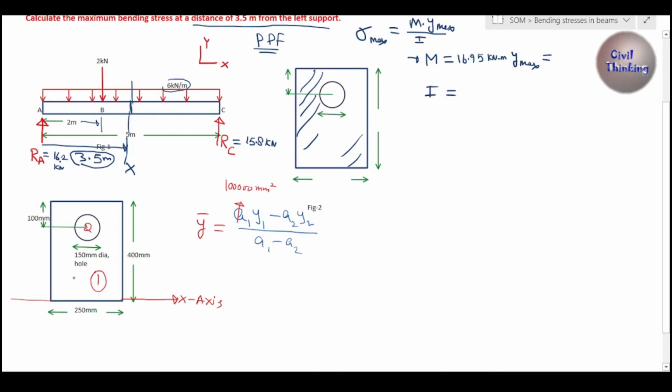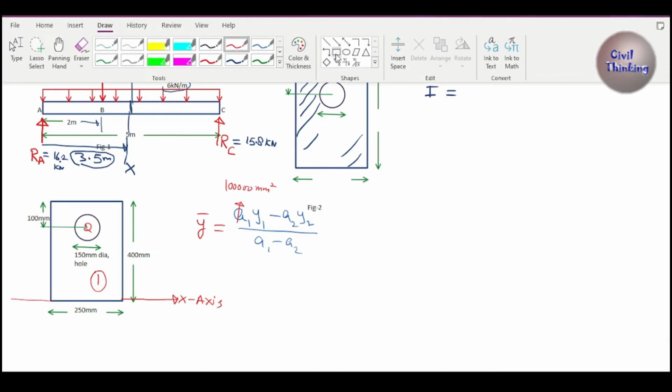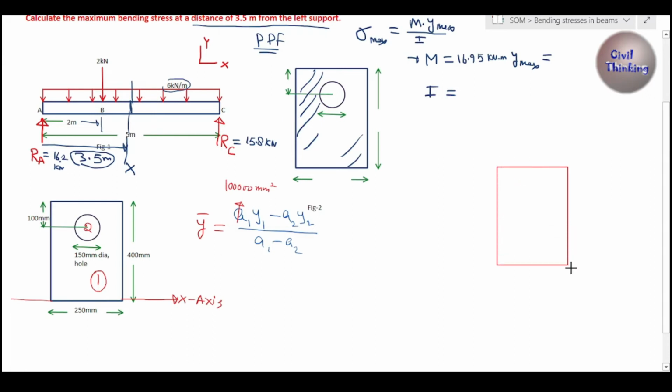from the x-axis. Okay, now you can see, let me draw it here, because element 1 is without the hole. Now the total is 400, right? This is 400 mm, and this is the x-axis. We want to find the distance of center of gravity of this rectangle from the x-axis. Because rectangles are symmetric, the center of gravity will be at the midpoint. If I draw a line like this, from this is the center of gravity.